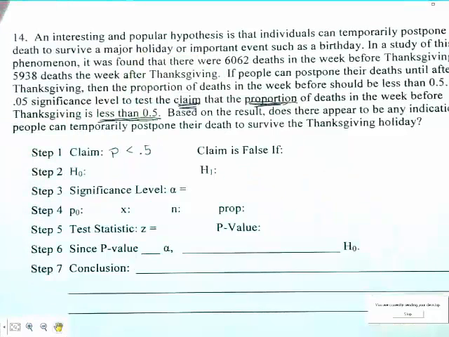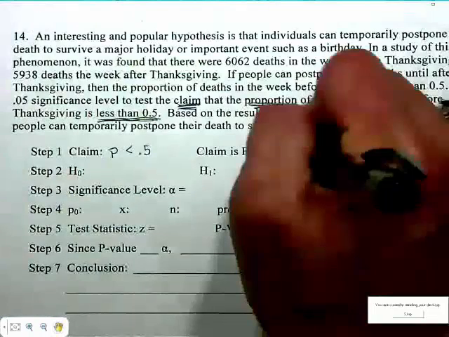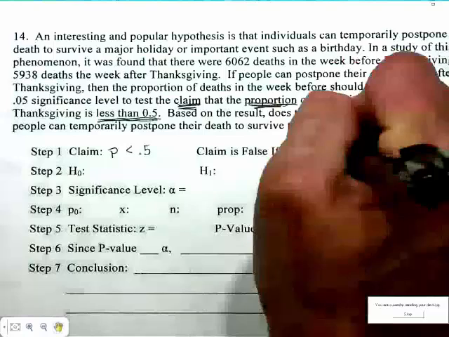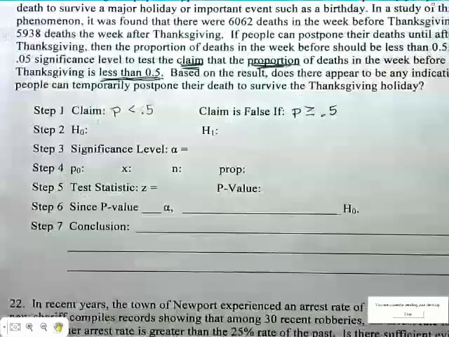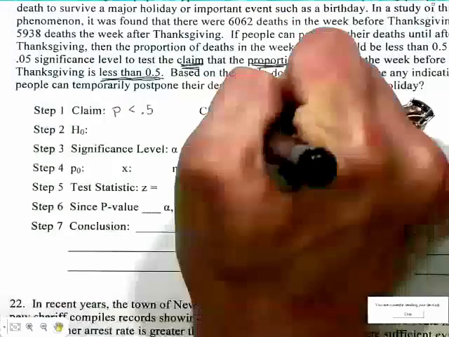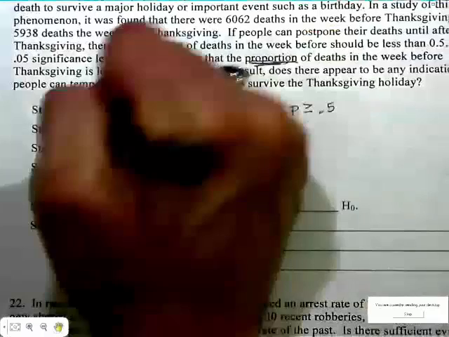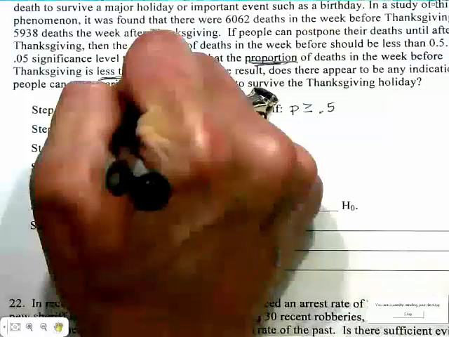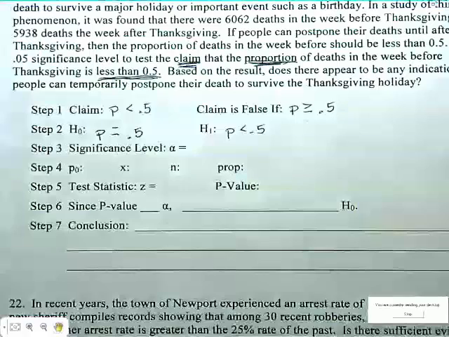And that's false if P is greater than or equal to 0.5. So the alternate hypothesis is the one without the equal to, and the null hypothesis is P what? Equals. Always, always P equals. What significance level are we given? That's the 0.05.